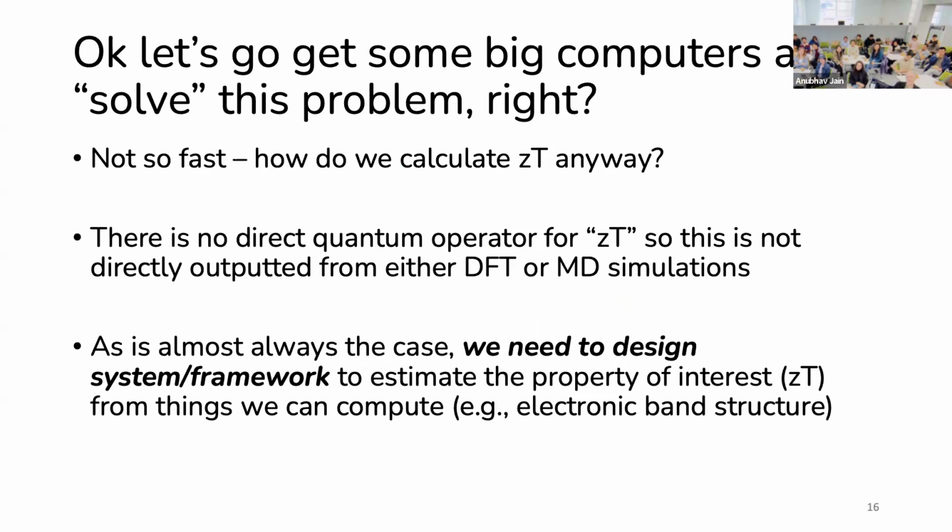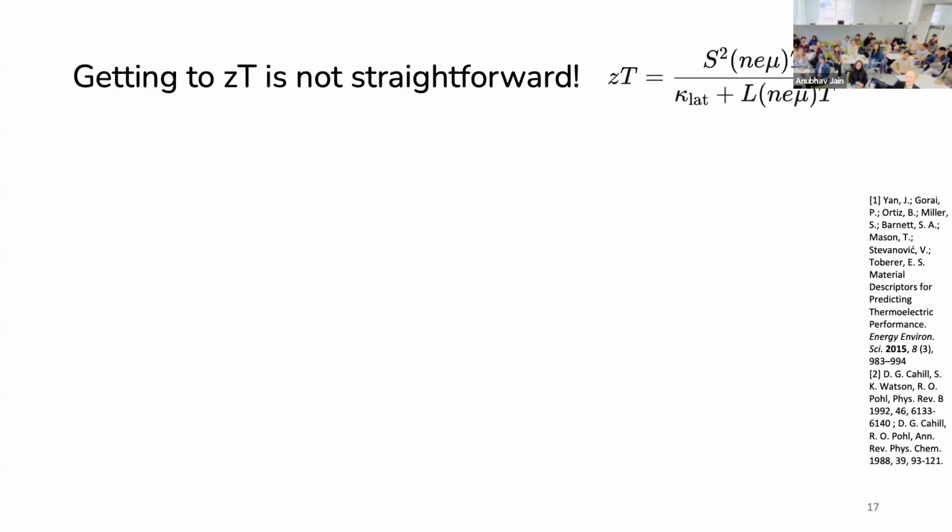Okay, so we know what ZT is. Why don't we just get some computers and start calculating ZT for a ton of materials, figure out the best ones, and solve this problem, right? But the problem is that in most materials simulations, there's no quantum operator for the exact materials property that we want, in this case, ZT. I can't just say, let me run a DFT code and get the ZT out. Instead, we have to design how we are going to actually get the ZT and what approximations we are going to make. And so there's a lot of work in designing the actual framework for getting the ZT.